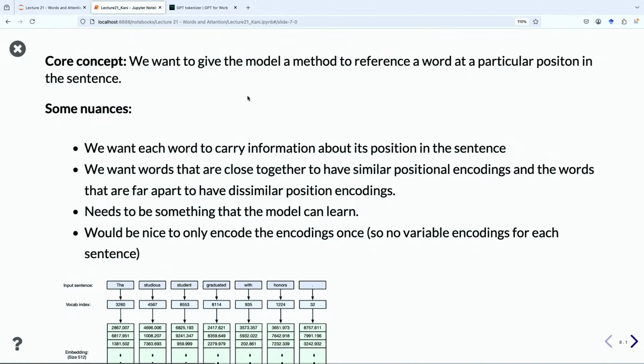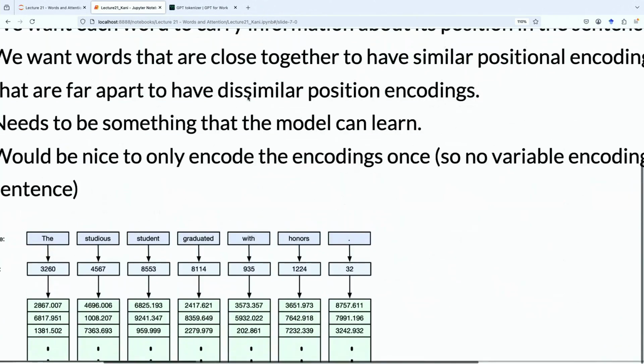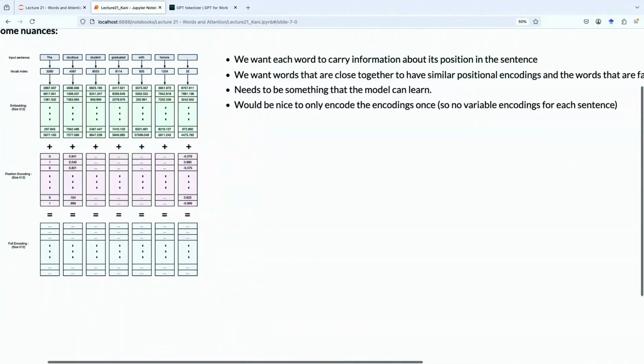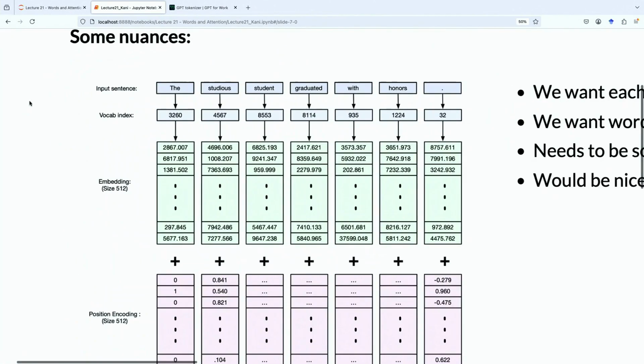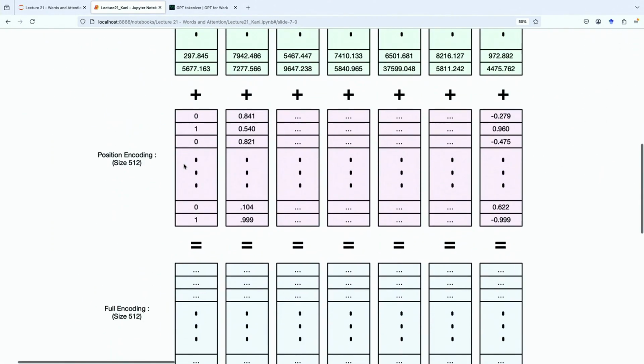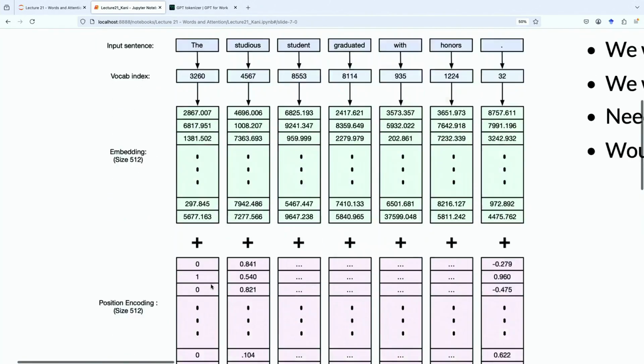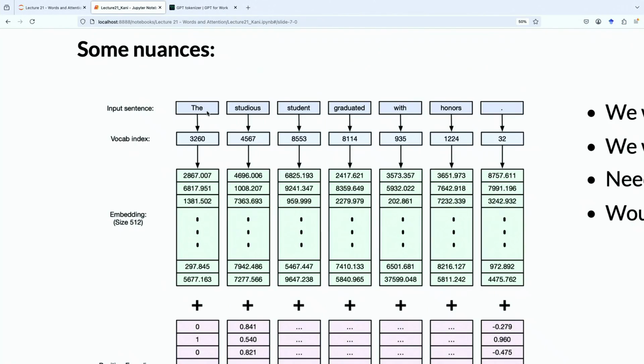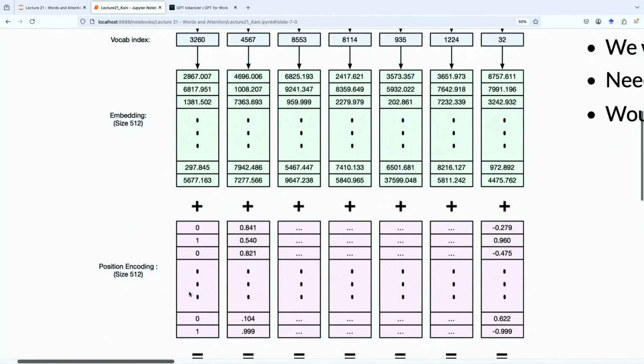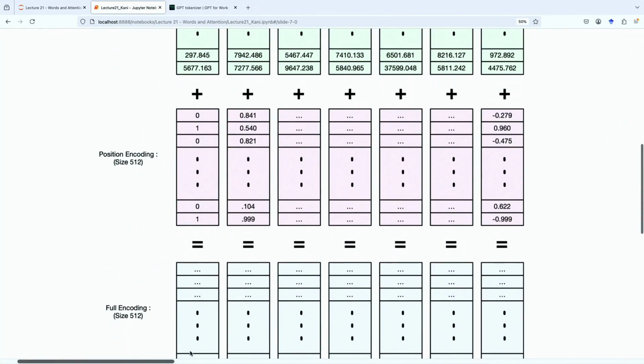Well, at least in this particular Transformers paper, what they did was they got the embedding, and then we had some particular position encoding. We made the position encoding the same size as the embedding, 512, and then we added the two together to get the full encoding of each word. Okay? So the first word would have a particular embedding. It would have a particular position encoding. Then you would add these two together, okay?